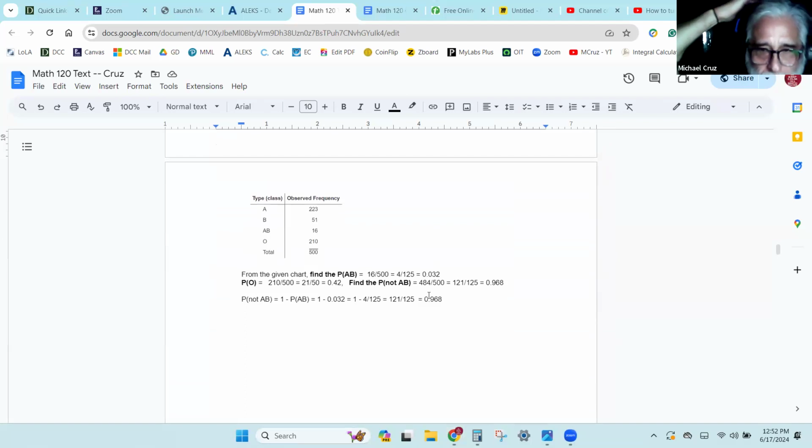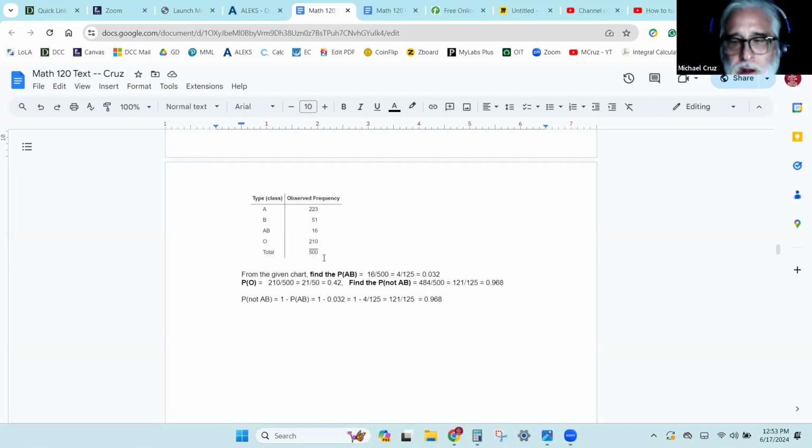We've got a little table of blood types for different blood types, A, B, AB, O. And then on the right is the frequency of these people who came in and gave blood. 223 A people, 51 B people, 16 AB, and 210 O, for a total of 500. So this is all occurrences, 500. Therefore, that's going to be our denominator for all of these.